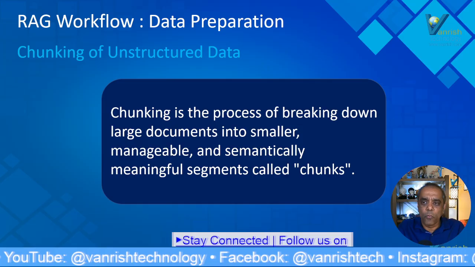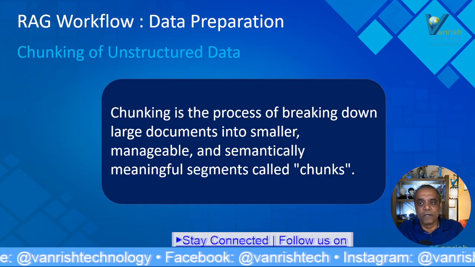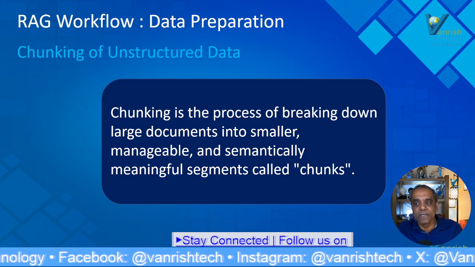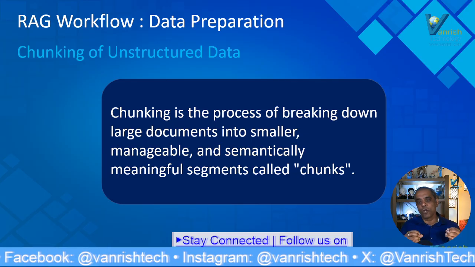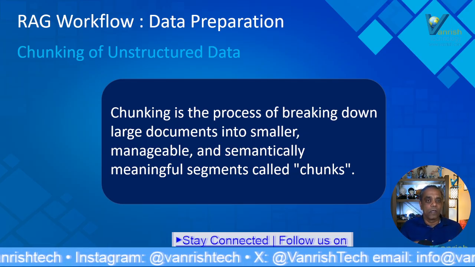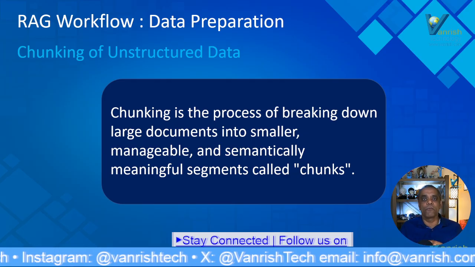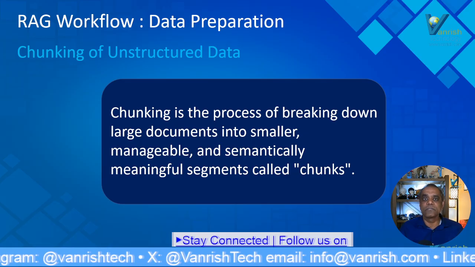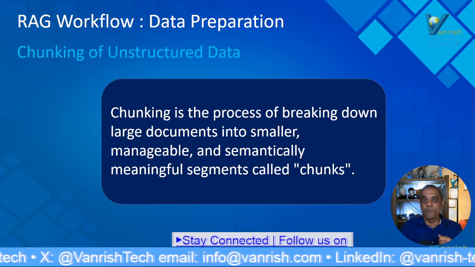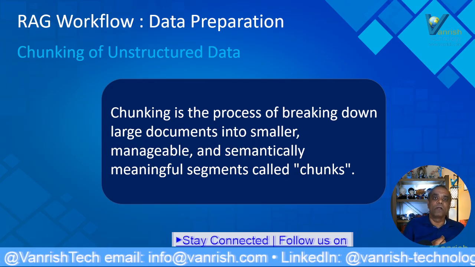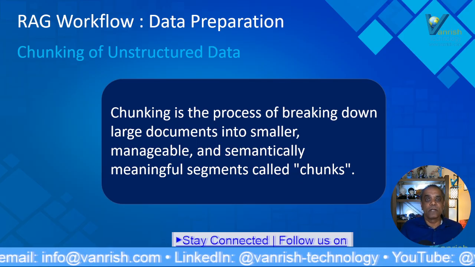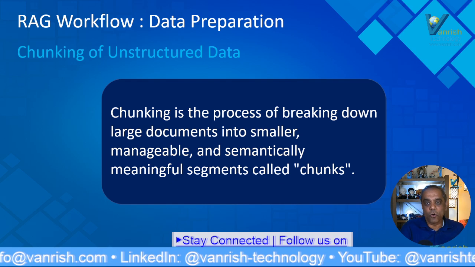So what is chunking of the data in data preparation for RAG? Chunking is the process of breaking down large documents into smaller, semantically meaningful segments called chunks. You have to make sure that a chunk is not very big, because processing your data will take longer, and it is not so short that it loses your context.